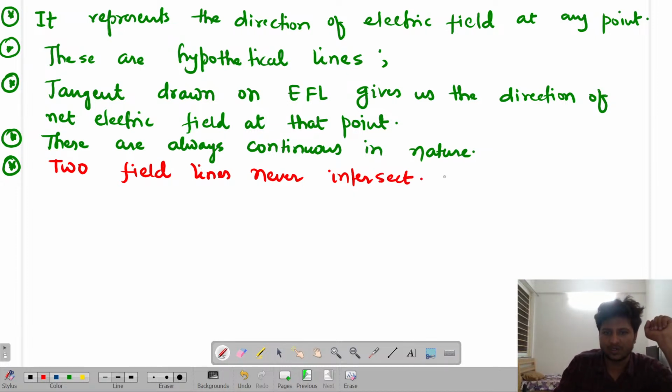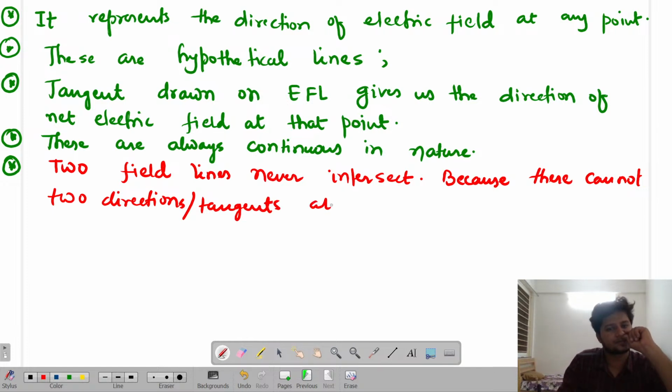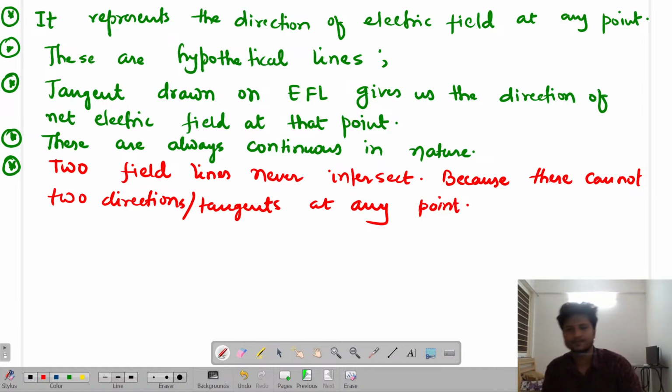Remember this statement. Because in a certain reason they ask you, because there cannot be two directions of a tangent at any point. Is that clear or not? Are you able to get me?